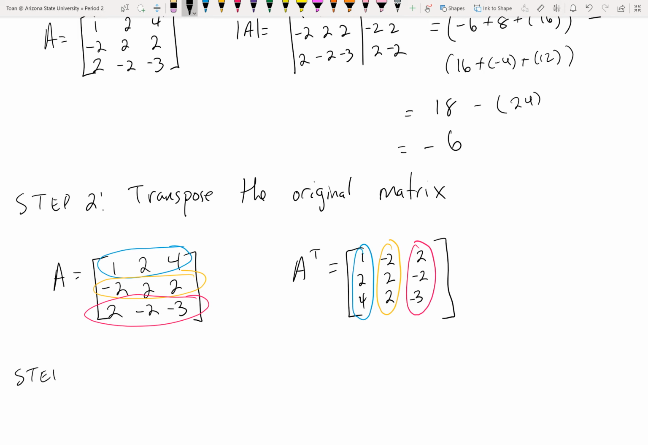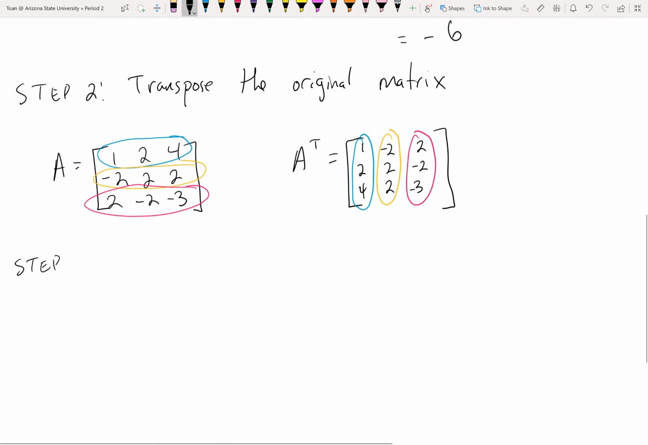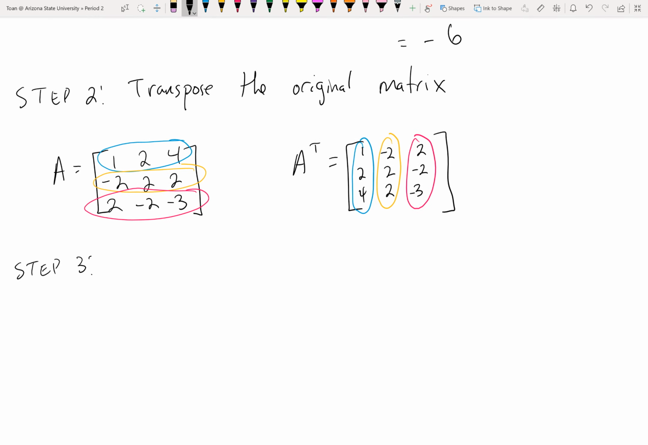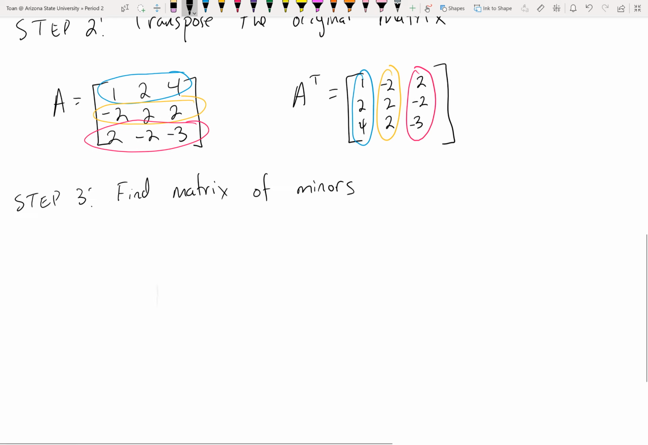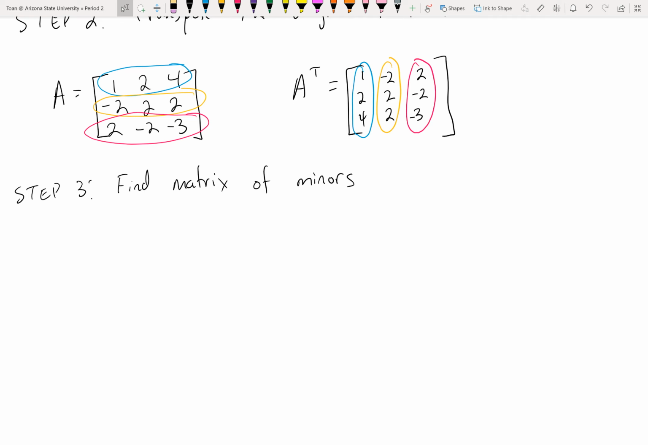This is where things are going to get pretty weird if you're not paying attention. It's not hard, but it's going to be weird if you're not paying attention. Step 3, you're going to find the matrix of minors. Okay. What is a minor of a matrix? A minor of a matrix is the determinant of what you get left over when you cancel out one row and one column. The description is wickedly complicated. It's a lot easier to see with an example.